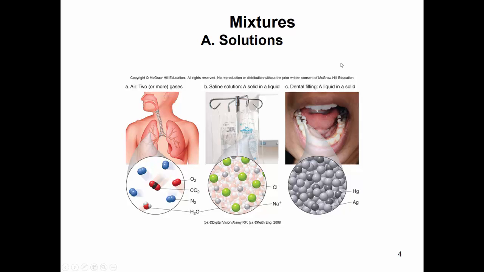And then you can also have a liquid in a solid. So here, the example is a dental filling. It's a liquid in a solid. So mercury is liquid, and then it's mixed in with the solid silver in the teeth. So we can have different ones. Of course, we can have liquids and liquids, so solutions. So if you mix water and an alcohol, for example, those will make a homogeneous mixture and be a liquid solution.